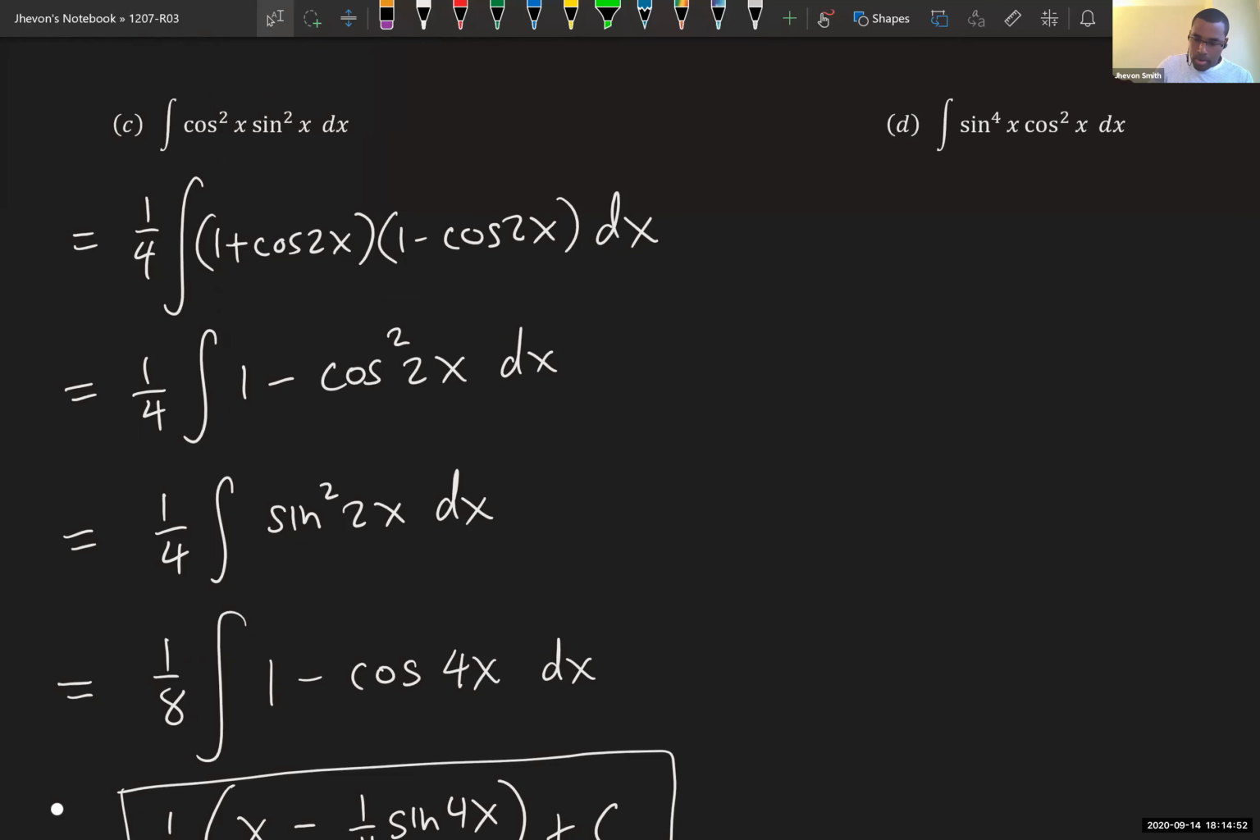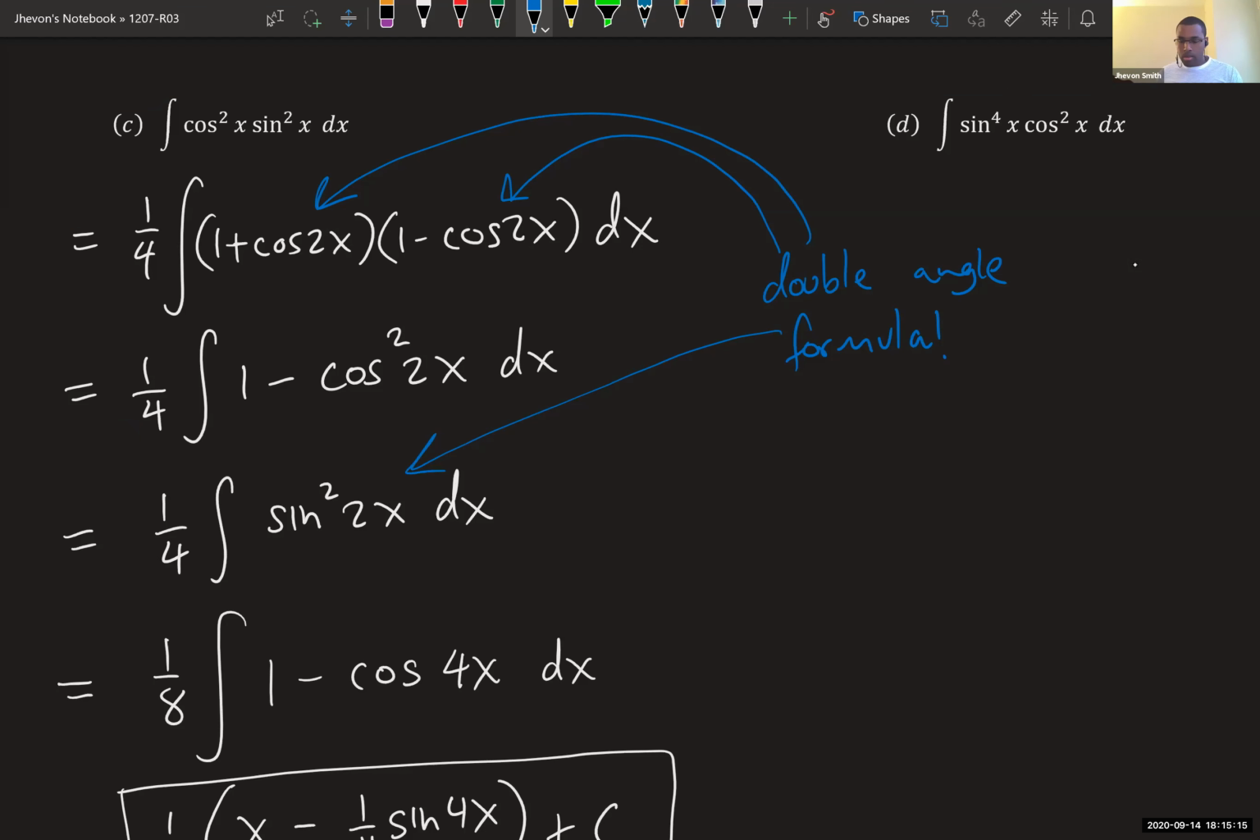So whenever you have even powers, you're applying the double angle formula. So it applied here, here, and then it applied again here. Or maybe I should put it, what am I applying it to? So I applied it to the cosine squared, applied it to the sine squared.